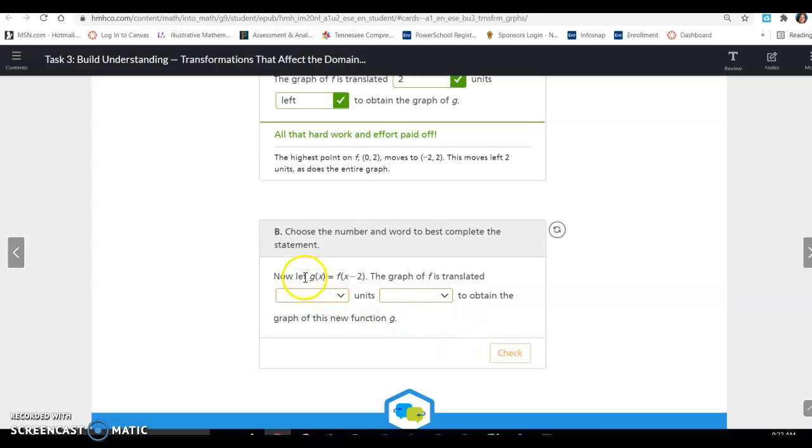Now let g equal f of x minus 2. So it's probably going to go the other direction. The graph of f is translated 2 units, and this time it's going to go right to obtain the graph of the new function.